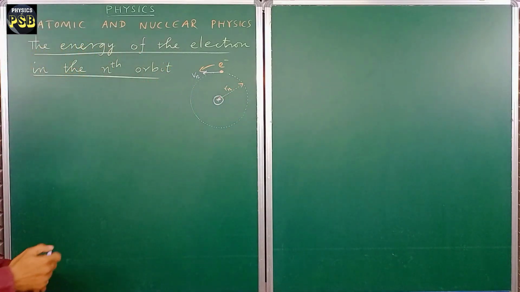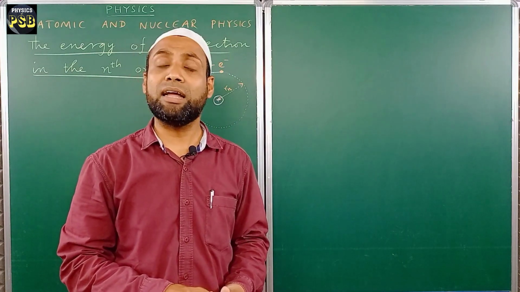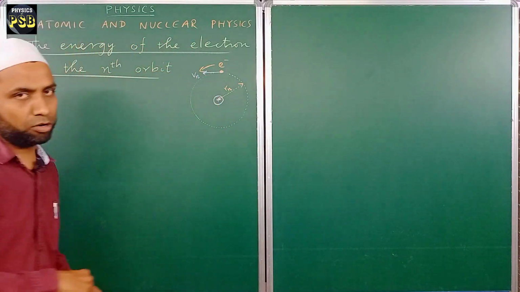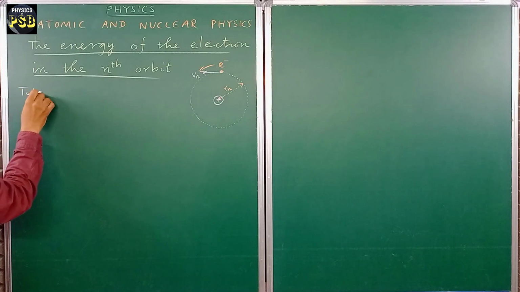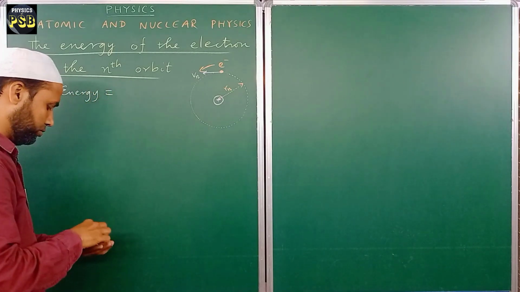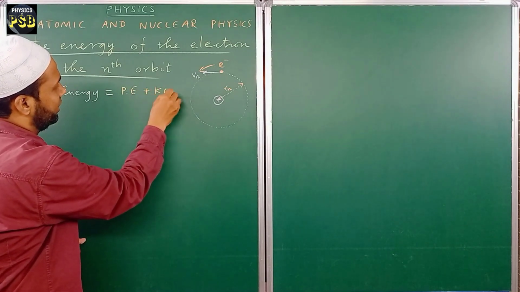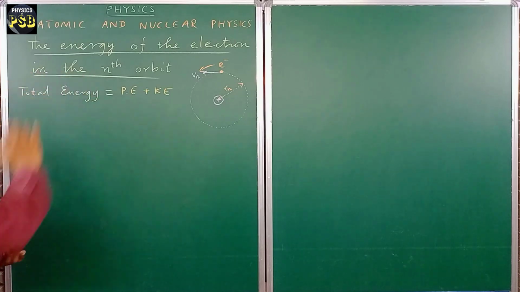Okay. So here the energy possessed by an electron revolving in an orbit is found to be the sum of the potential energy and the kinetic energy of that particular electron. I told you here the total energy possessed by the electron is the sum of potential energy and kinetic energy. Now first I'll write the expression for potential energy, then the expression for kinetic energy. Then I'm going to add them together to get the total energy possessed by the electron.